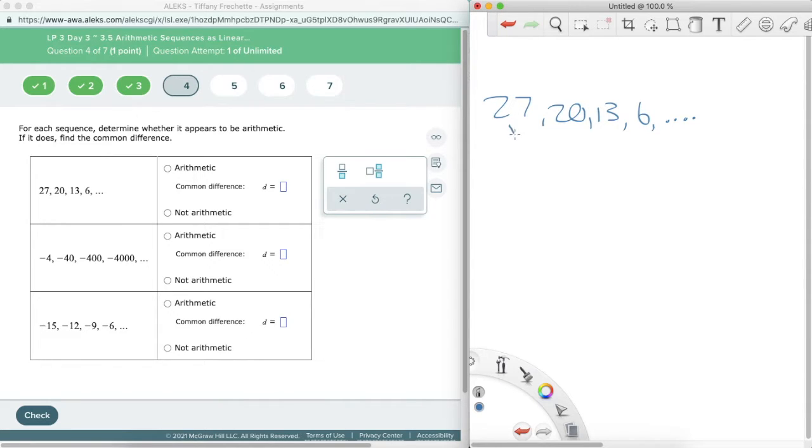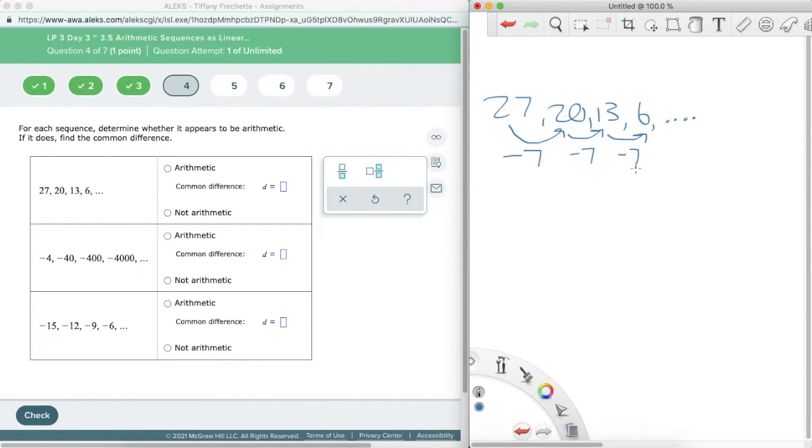So to go from 27 to 20, well, we're going down, right? And most students don't necessarily need a number line on this one, but you're welcome to draw one if you need one. Because usually we have 2 positives, we can see it's going down by 7. And then 20 to 13, I can also see it's going down by another 7. 13 to 6, oh, that's going down by another 7.